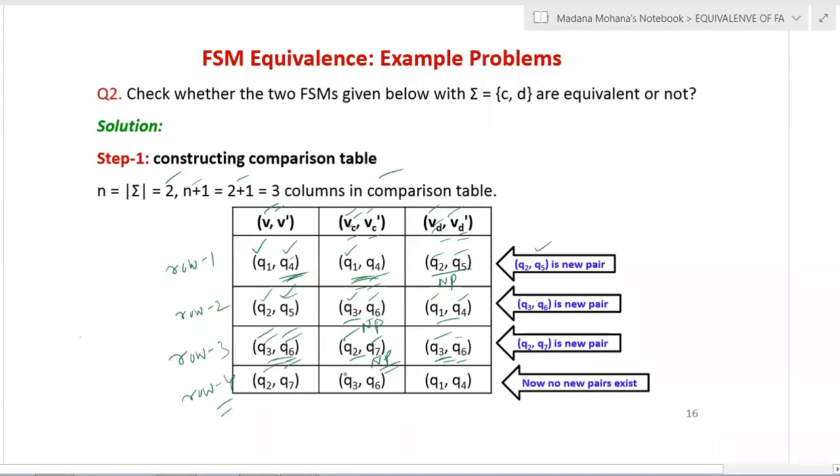Now Q2 on C, you will get Q3. Q7 on C, you will get Q6. Then Q2 on D, you will get Q1. Q7 on D, you will get Q4. See, Q3, Q6 has already occurred in the previous row of column 1. Then Q1, Q4 already occurred in the first row of column 1. See, now no new pairs have occurred, so all pairs are repeated. So here no new pairs exist. Now we can stop here.